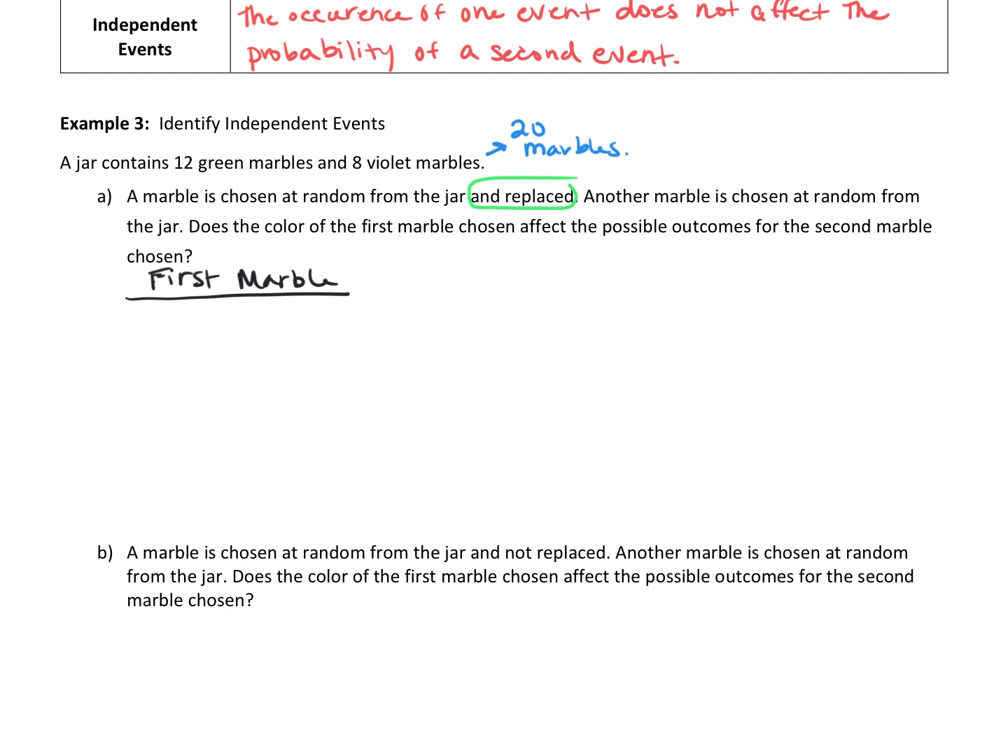So our first marble, what are our possibilities here? You could choose a green marble. So what's the probability of choosing a green marble? Well, there are 12 green marbles over 20 total. That reduces to 3/5. Divide both of those by 4. The probability of choosing a violet marble is 8 out of 20, which reduces to 2/5. All right, so what we're assuming is that we pick a marble, but then we put it back. We're going to replace it.